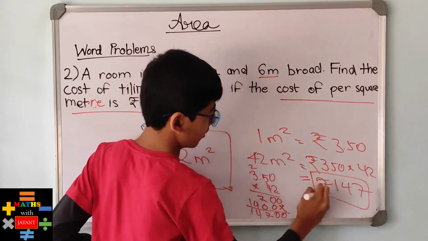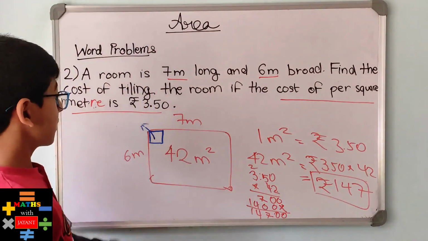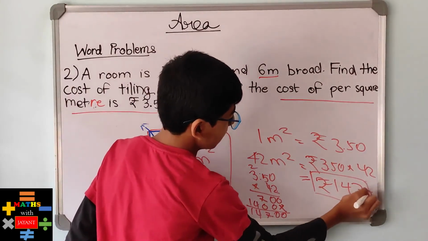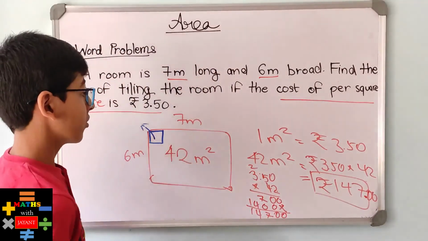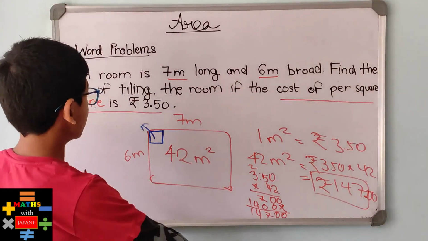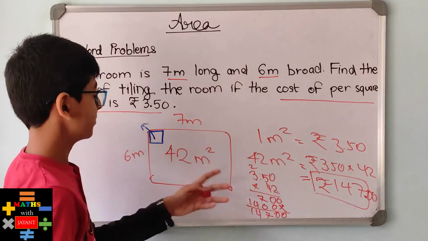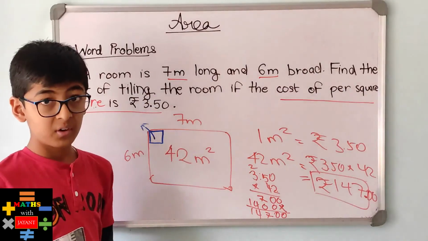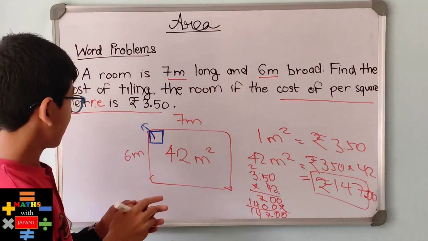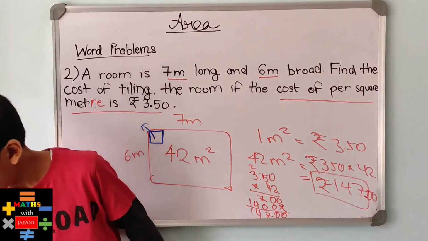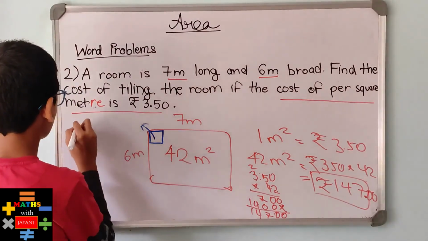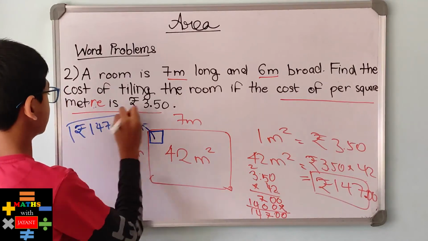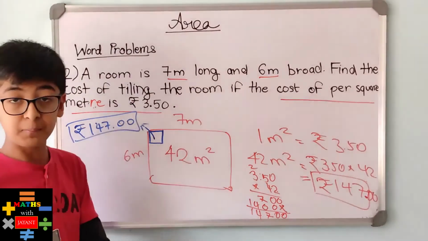147 rupees. So it will take 147 rupees and you will also put 0.00 to show paisa. So it will take 147 rupees for tiling the whole room, if the cost per square meter is 3.5 rupees. So this is our final answer. 147.00 and put the rupee symbol also.